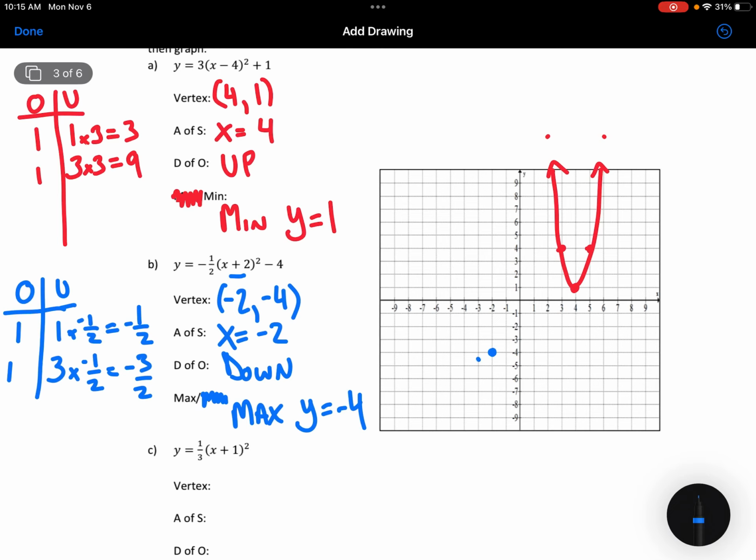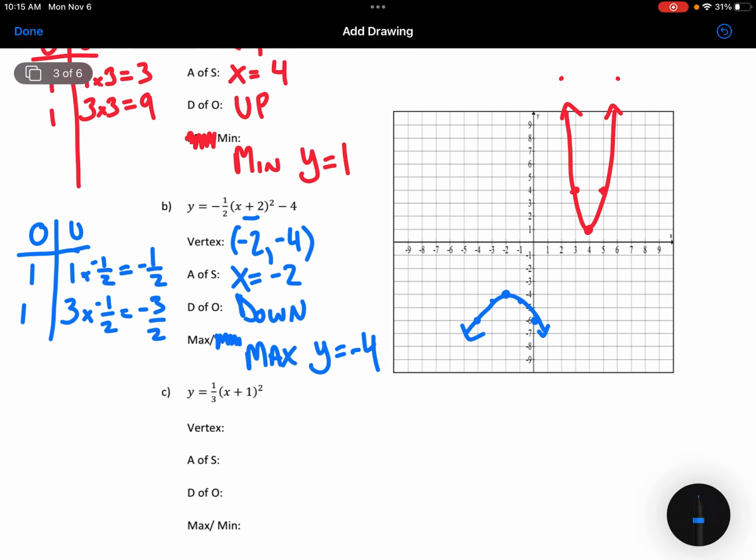Now I go over 1, down 1, over 1, down 1.5. Over 1, down 1, over 1, down 1.5. And I connect my dots, put my arrow, and I'm done. Okay, I want you to try this last one. Okay, so we'll take this up tomorrow.